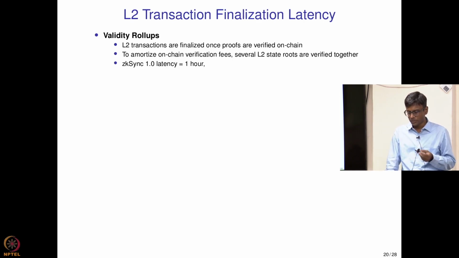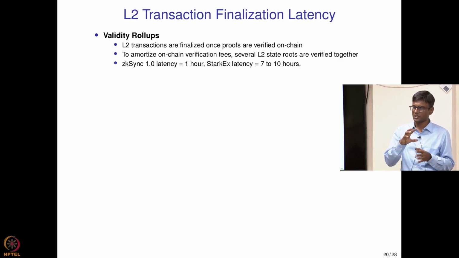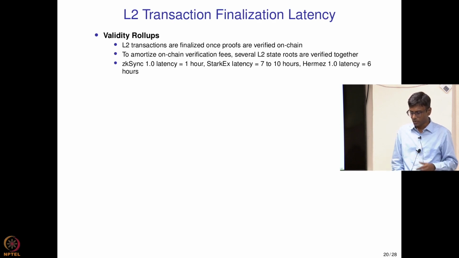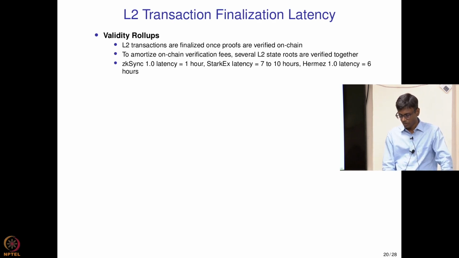For ZK Sync 1.0 the latency is about 1 hour. For StarkX the latency is about 7 to 10 hours. So every 7 to 10 hours they do a verification on the Ethereum main chain. So latency can be as long as 10 hours. For Polygon Hermes 1.0 the latency is about 6 hours. This is for validity rollups, but once verified there is no fault, because the zero knowledge proof proves that the state transition is correct, so there will not be any fault proof after that. So once it is verified then it is finalized.